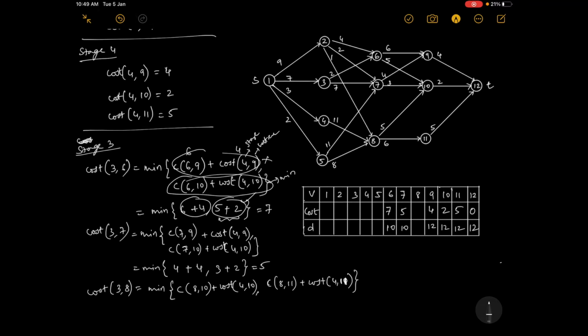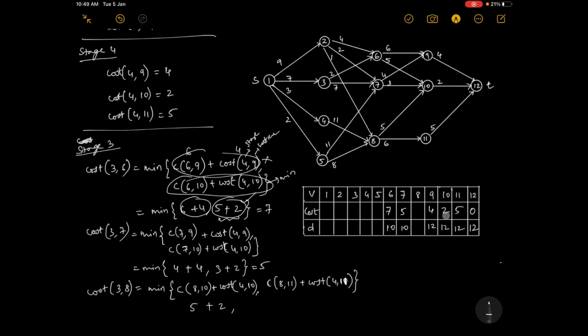Now what is the value of C of 8 comma 10? 5 plus what is the value of cost 4 comma 10? Okay, vertex 10 you have already done it. For cost you should refer to the table. So this is stabilization. So for cost you should refer to the table.